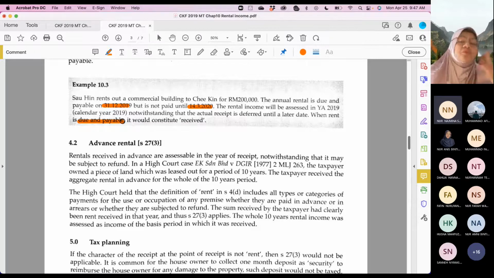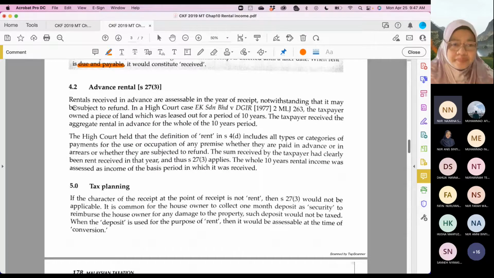So even though you have not received it, it would constitute received. Income tax will always do that. If it's income, we are going to tax you as soon as possible. Even though you have not received it, but it has become due and payable, we are going to tax you in that year. But expenses must be incurred. Then you have advance rental.